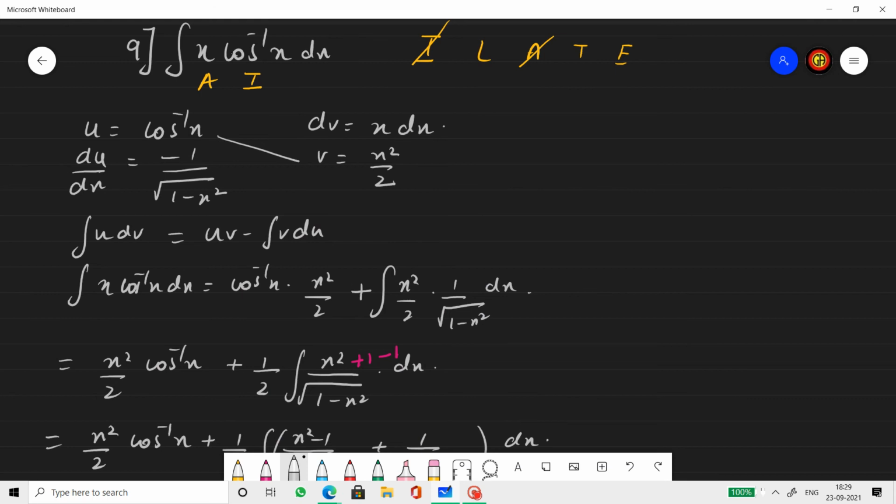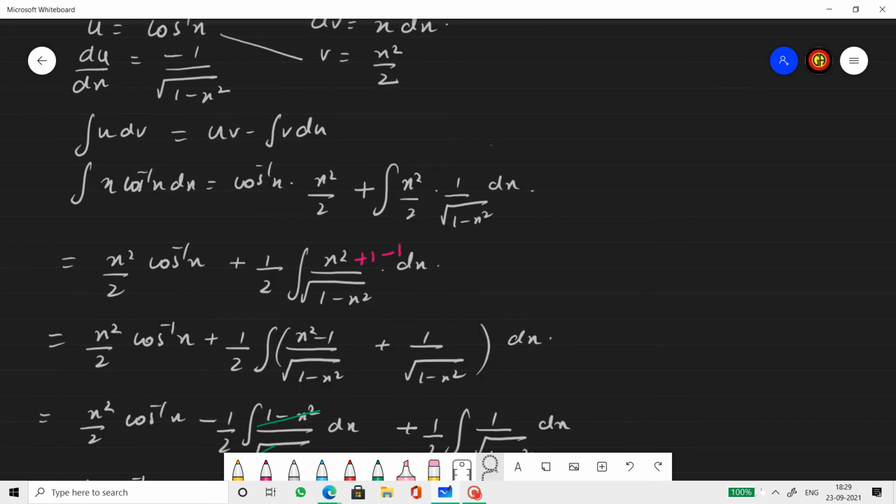Question number 9, integrating x cos inverse x dx. Now, x is an algebraic function, cos inverse x is an inverse trigonometric function. So as per LIATE order, I comes and then A. So cos inverse x will be considered as u and dv will be x dx. Differentiation of cos inverse x is minus 1 by root over 1 minus x square. Integration of x is x square by 2. Put it in the formula to come to this step.